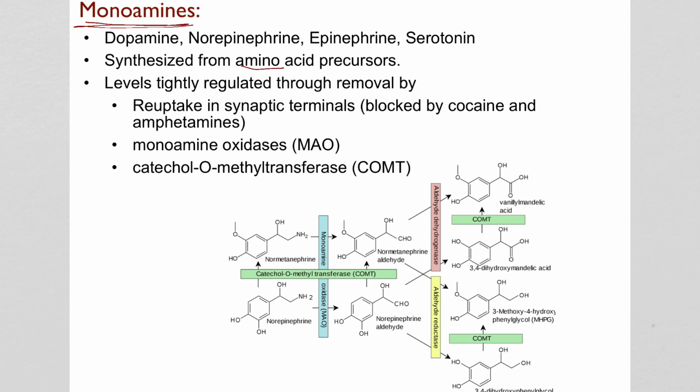So monoamines, dopamine, norepinephrine, epinephrine, and serotonin are responsible for a pretty large proportion of the neurotransmitters released in the CNS. And what's interesting is they're not as much regulated by how much is released at a synapse as they are by reuptake.